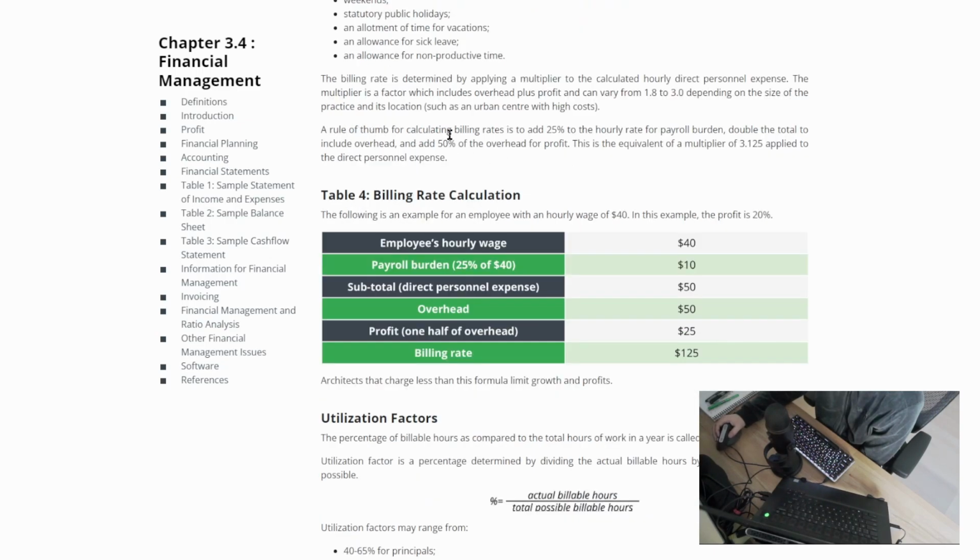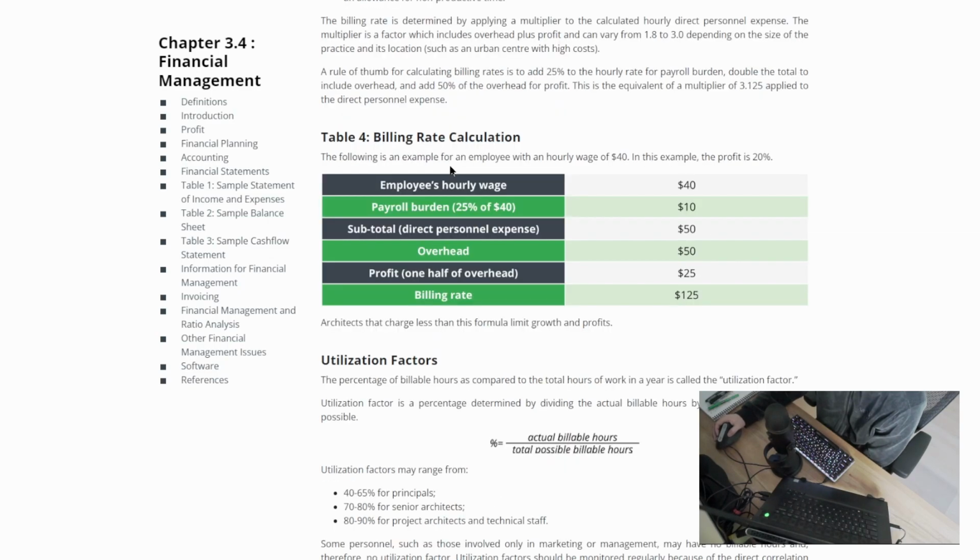A rule of thumb for calculating billing rates is to add 25% to the hourly rate for payroll burden, double the total to include overhead, and add 50% to the overhead for profit. This is the equivalent of a multiplier of 3.125 applied to the direct personal expense.